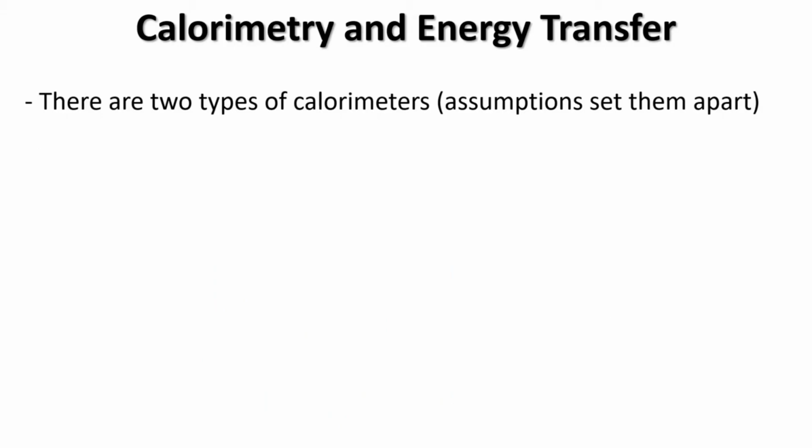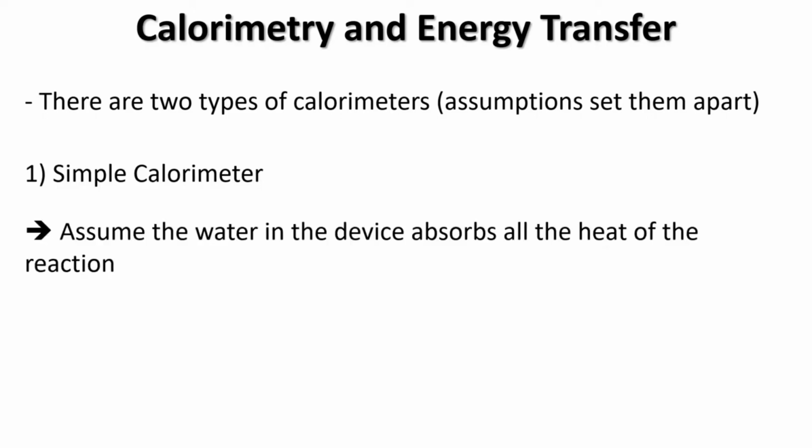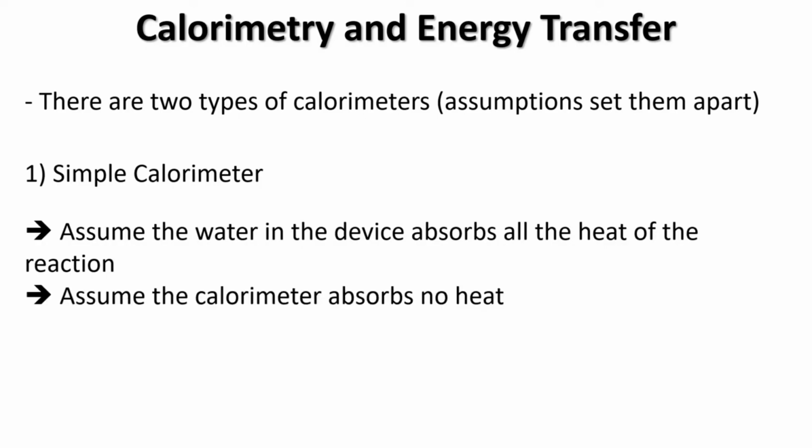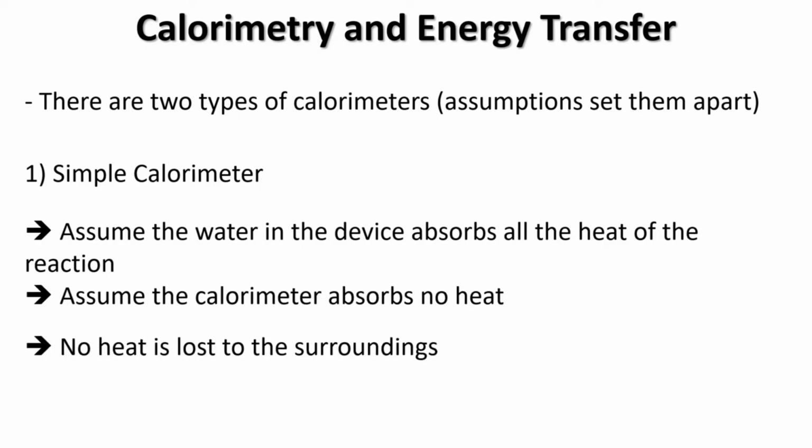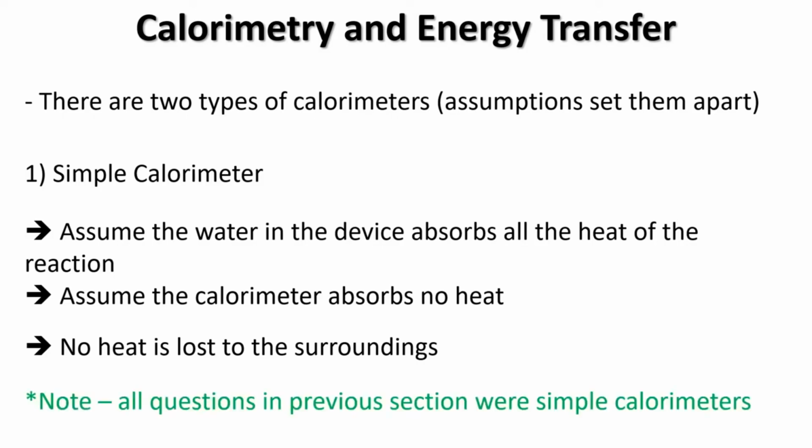There are two types of calorimeters. I mean, there's only one type, but it's the assumptions that we use that set them apart. Firstly, we've got a simple calorimeter. With this, we assume that the water is the device that absorbs all the heat of the reaction. We assume the calorimeter absorbs no heat, and we assume no heat is lost to the surroundings. The coffee cup calorimeter you saw on the previous page is probably the closest thing we've got to a simple calorimeter, because the styrofoam is really not going to undergo a heat change.